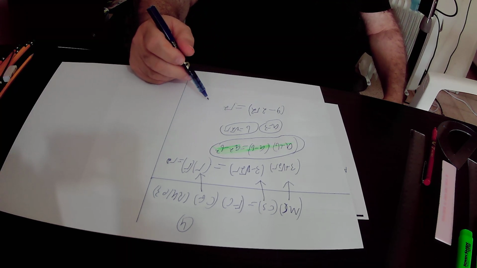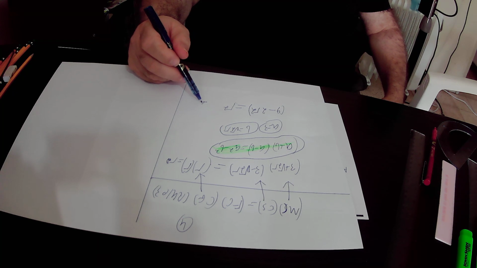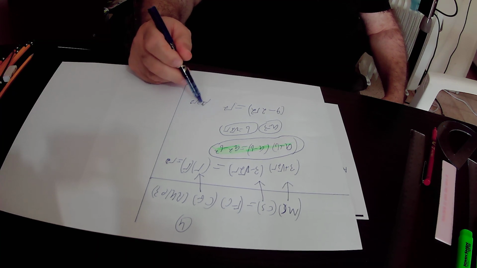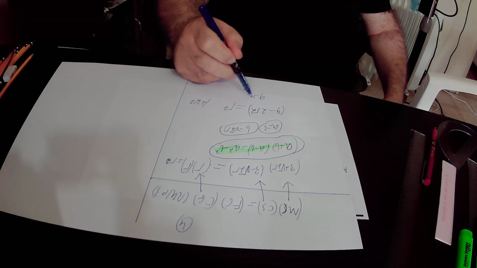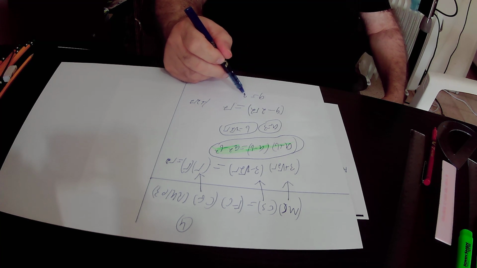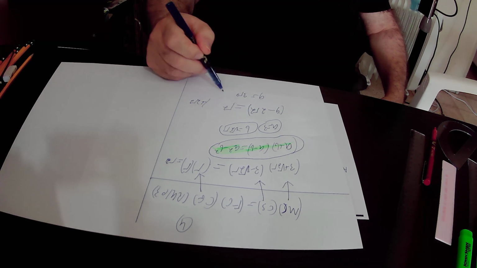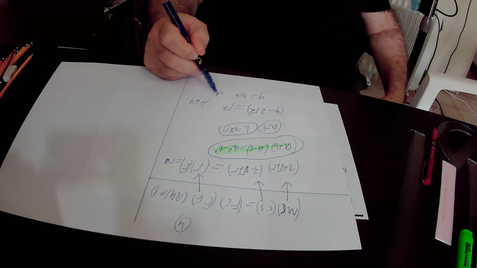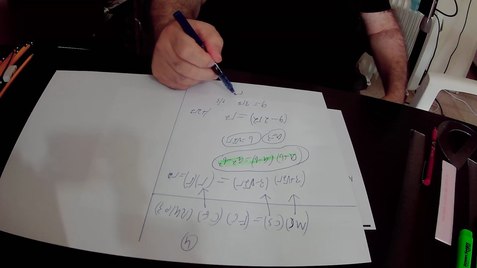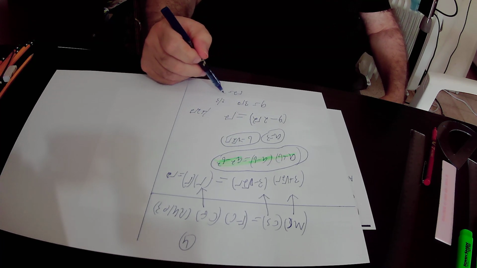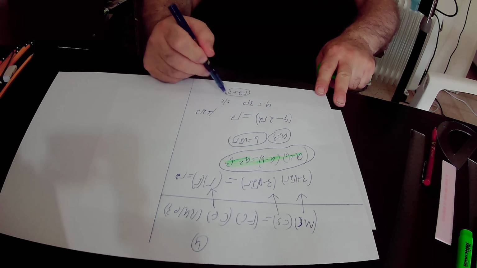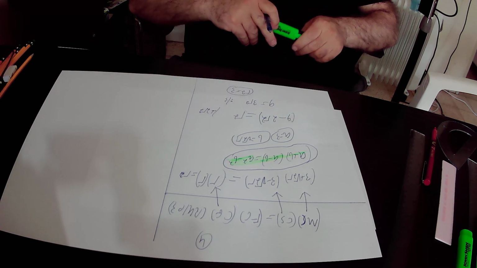Here we will add 2r squared to this equation, and we will get that 9 equals r squared plus 2r squared, which is 3r squared. We will divide this equation by 3, and we will get that r squared equals 9 over 3, which is 3. So we found out that r squared equals 3.